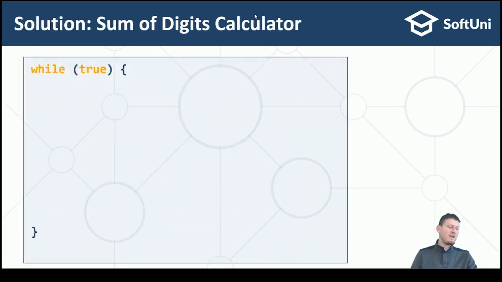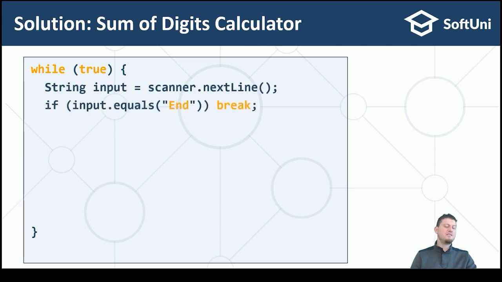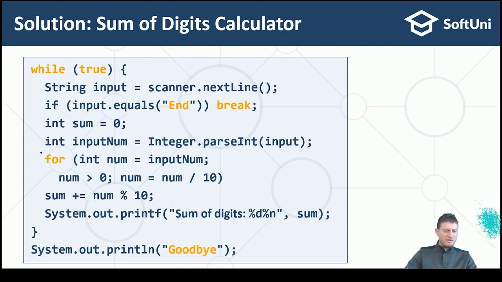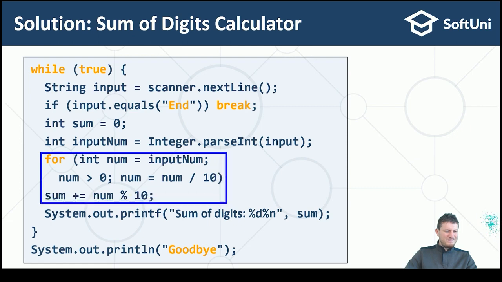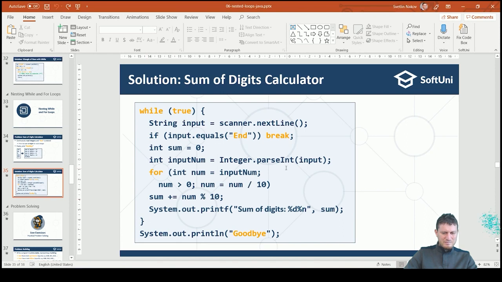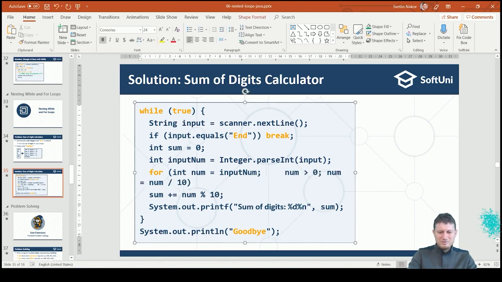Let's see the solution I had in mind before the start of this lesson. While true, read the next one. If it is end, break. Later, calculate the sum of digits, like I have shown you, and finally print goodbye. Here, the calculation of the sum of digits is a little bit more interesting. Oh, I need to put this here because it's a little bit more tricky, but generally it should be like this.